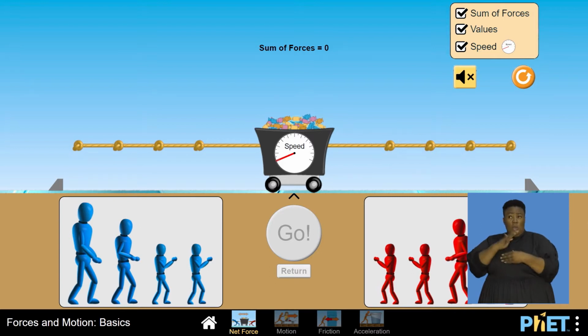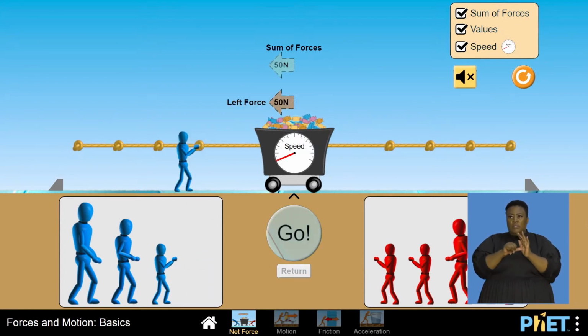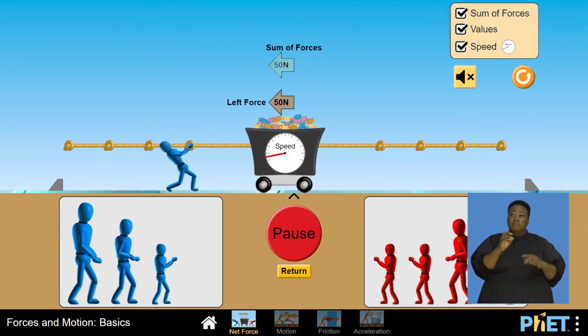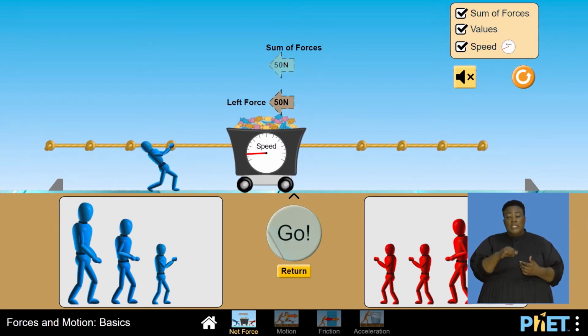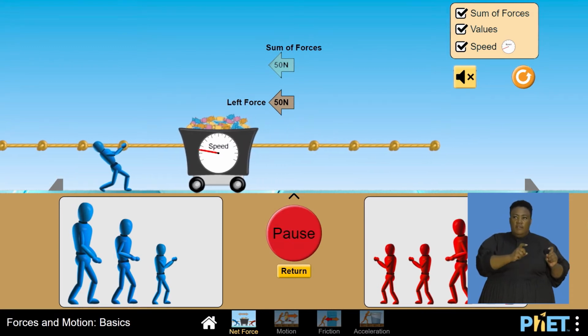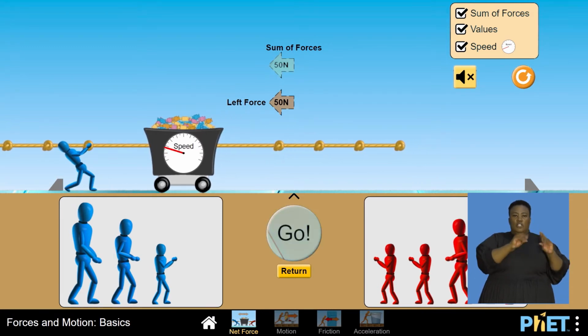I want you to pay attention to the speedometer, look at what it's doing, and look at what the sum of the forces are, because this is very important. So we're going to put a little man on the side. He's got a force of 50, and we're going to let him go. Obviously, if I pause it, the left force is bigger, so there's a net force, and it's moving to the left. It has a speed. If I just let this go, he's going to get faster and faster, and eventually he'll stop on the side because there's a little thing on the side that stops him.